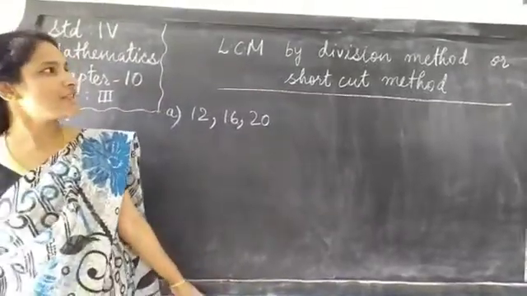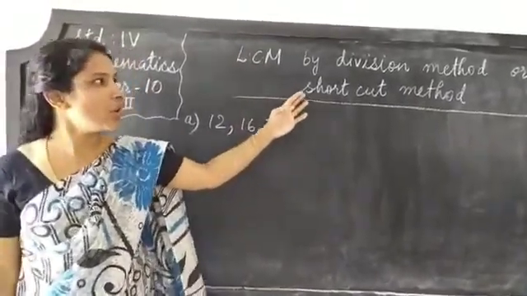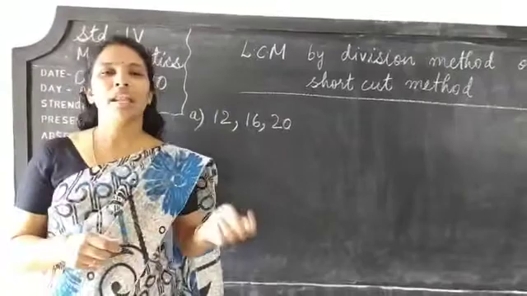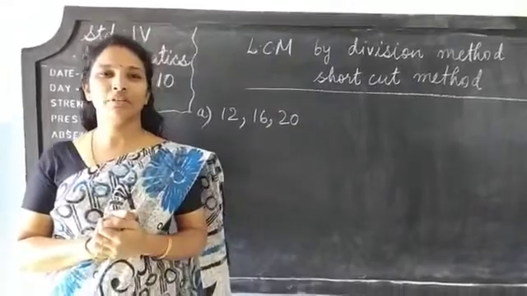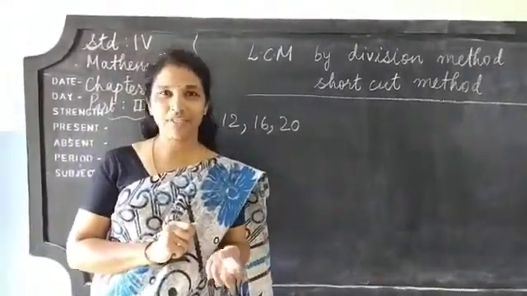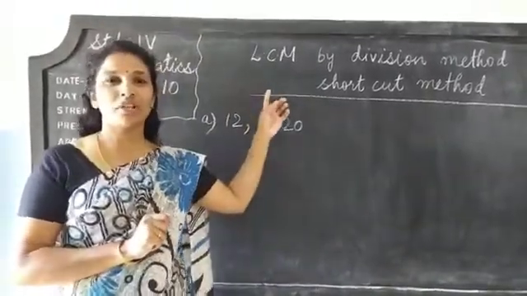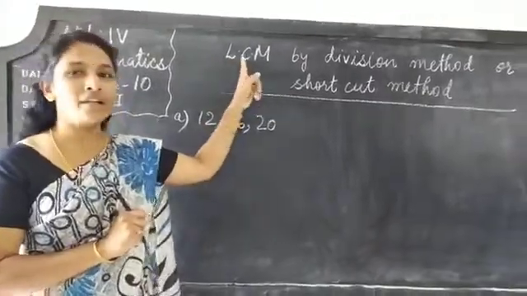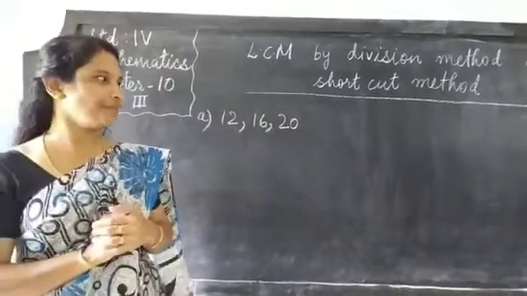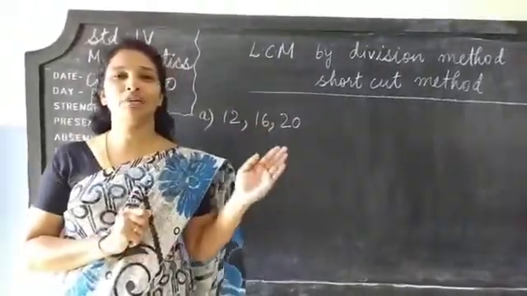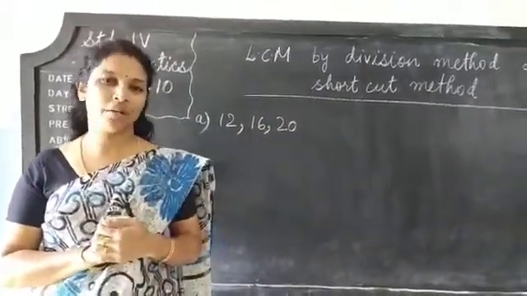Students, in today's class we are going to learn how to find LCM by the division method or shortcut method. In the last classes we learned to find LCM by the other two methods, by finding the multiples and by prime factorization method. What is LCM, children, once more? Least common multiple. Among the multiples, the least, the smallest among them. And the LCM of two or three numbers will always be bigger than those numbers, or the biggest among them.